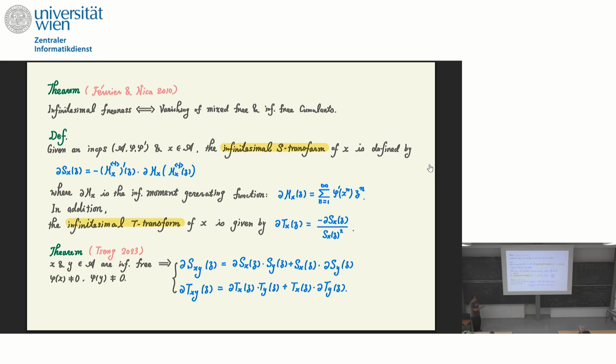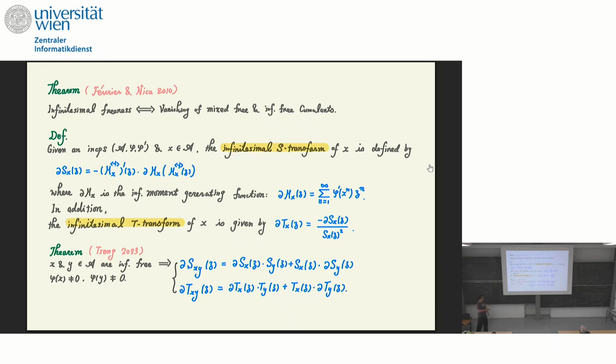If x and y are infinitesimal free, then the partial of s_xy, the infinitesimal s transform, can be described by the following formula. It's just the product rule. And the same for the t coefficient, sorry, the t transform. So let's label it as a transform.